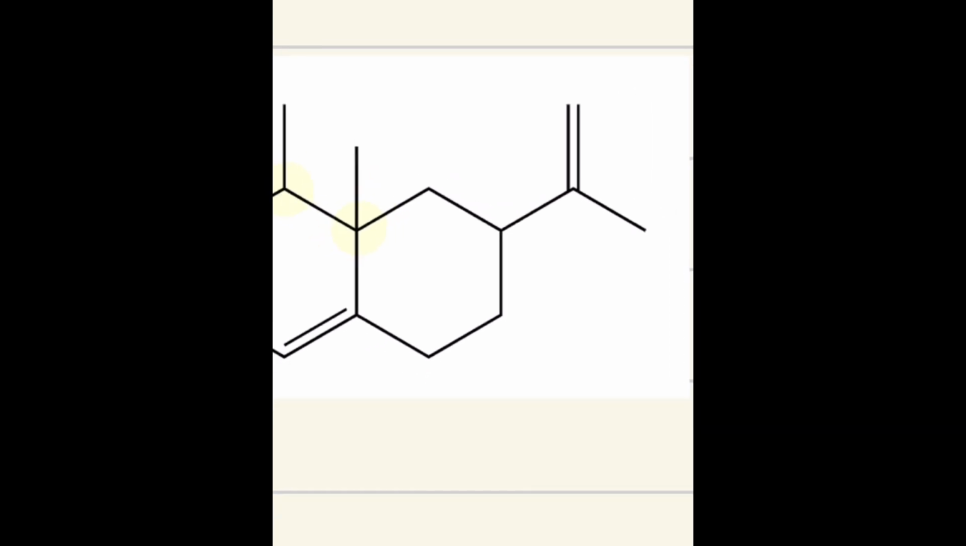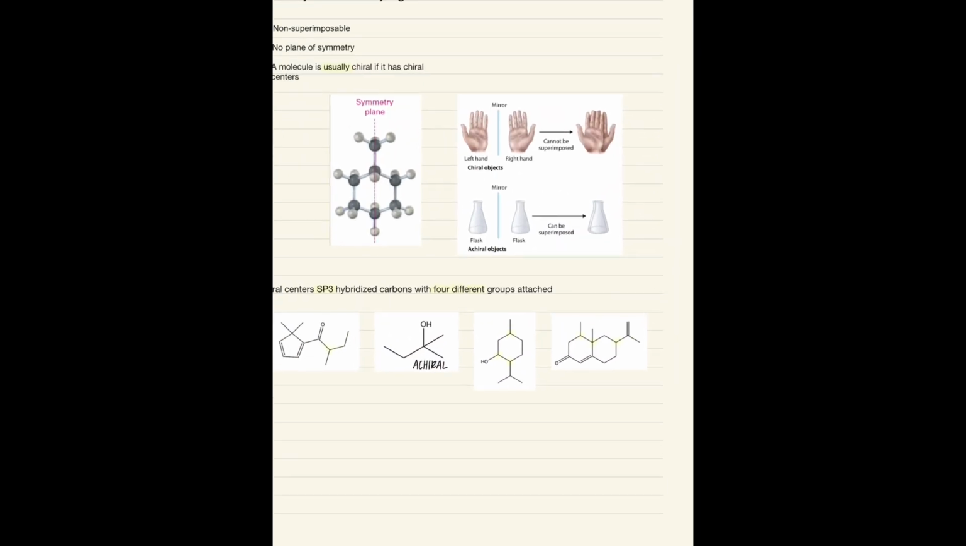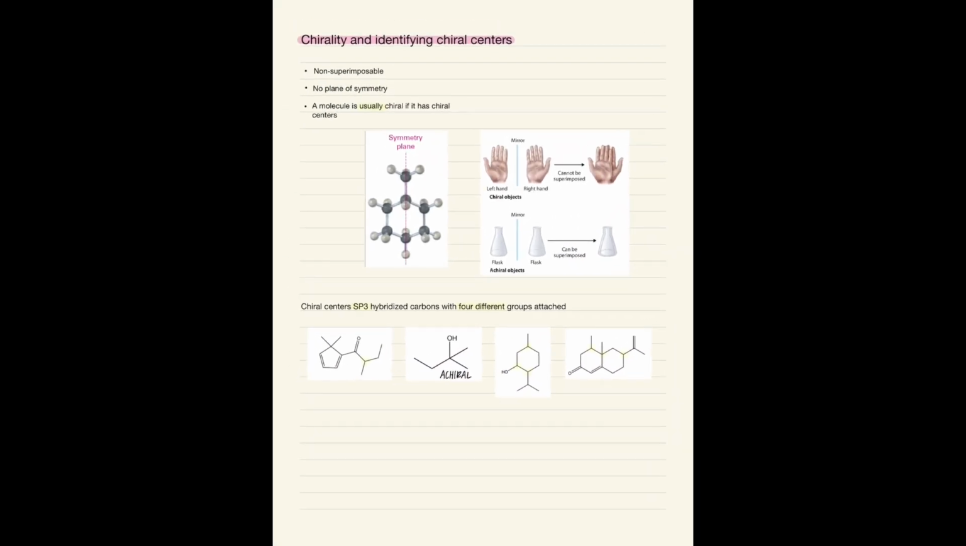Lastly, let's look at this one. We have this, this, hydrogen, and this down here, making it chiral. So remember that a chiral center is sp3 and has 4 different things attached to it.